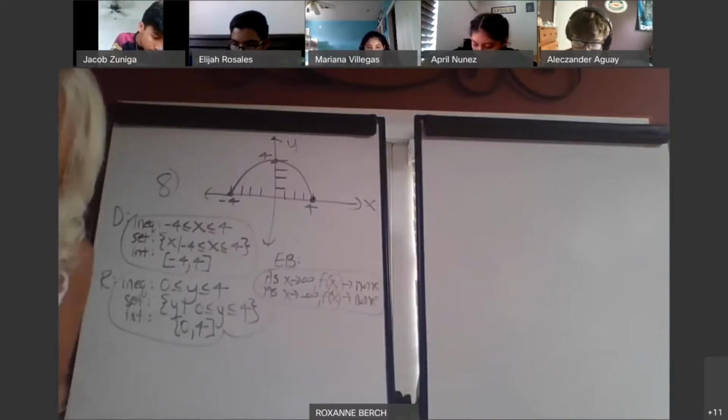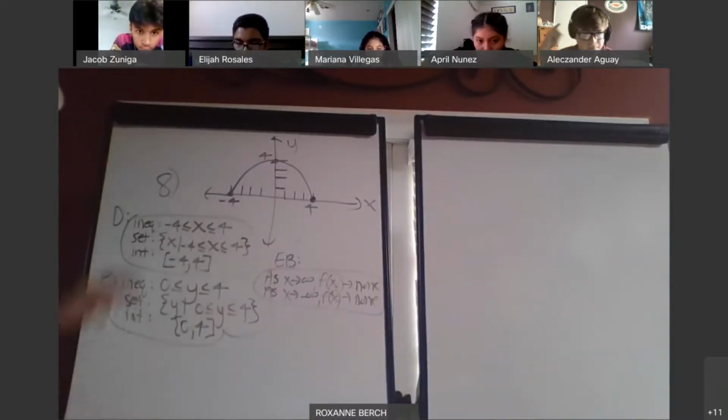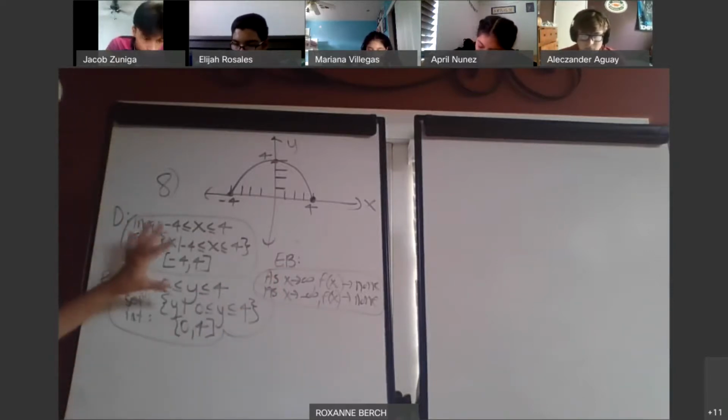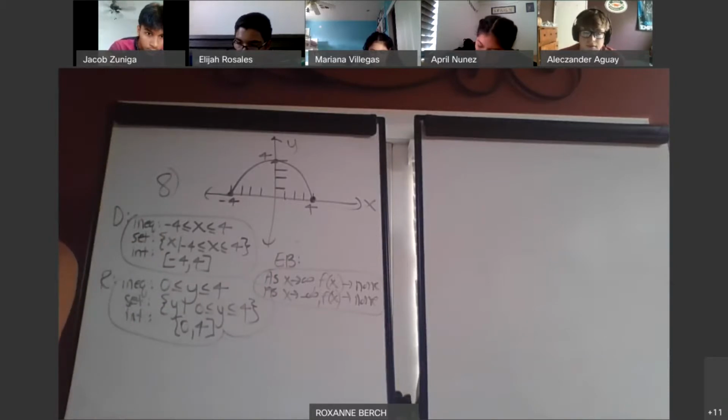So there's a problem on the test exactly like this. So make sure you know what you're doing, the 3 notations and the end behavior. So domain and range in 3 notations and the end behavior.